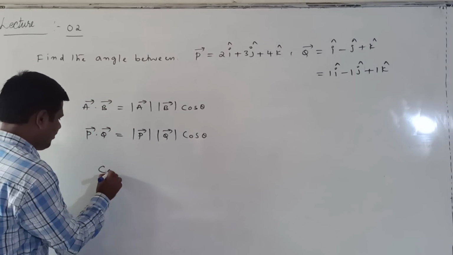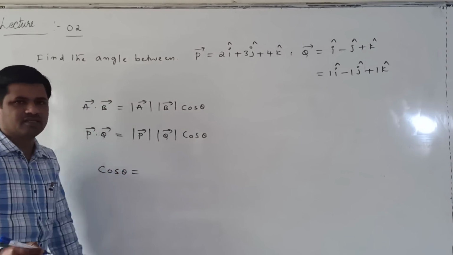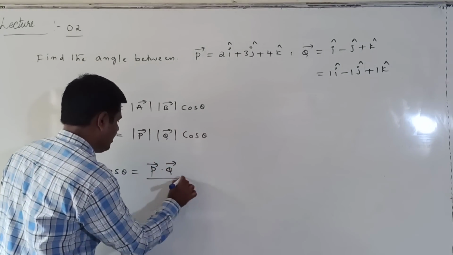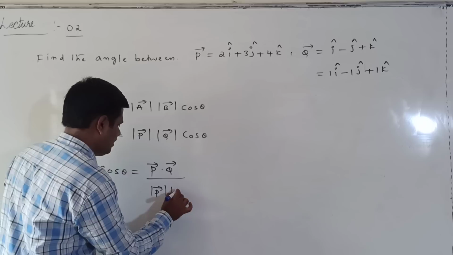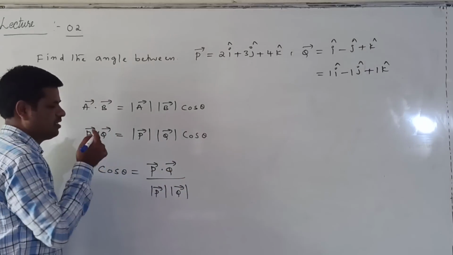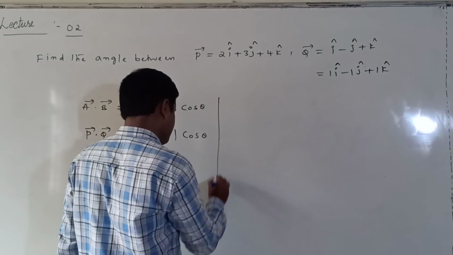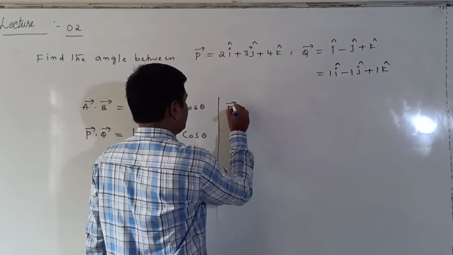From this we find the cos theta. How to find it? Here cos theta is equal to p bar dot q bar by mod p bar into mod q bar, taking this to the other side. Right, we are getting cos theta. Here first we find p bar dot q bar.